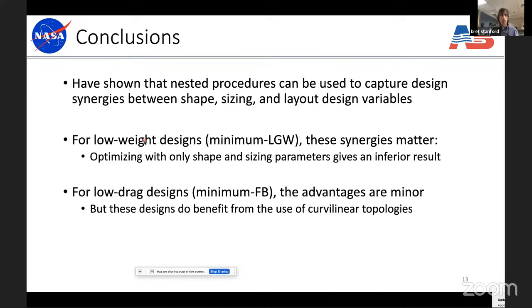We found that for the low weight designs, right? So on one extreme of the Pareto front, we have minimum landing weight designs. These synergies really do matter, right? So if we just optimized with only shape and only sizing, it would give us an inferior result. We really have to include all three.